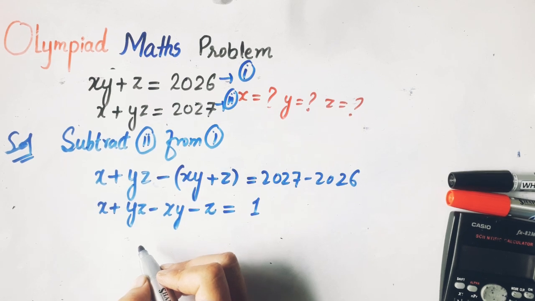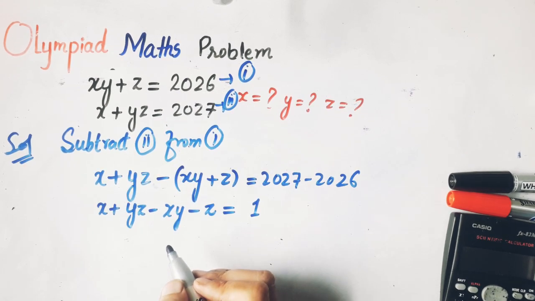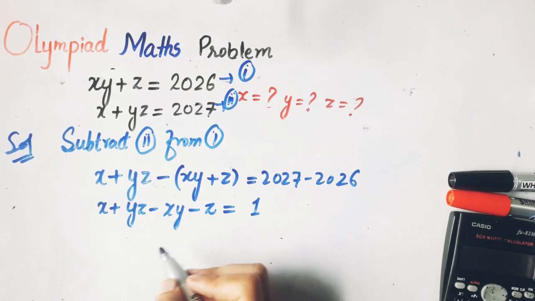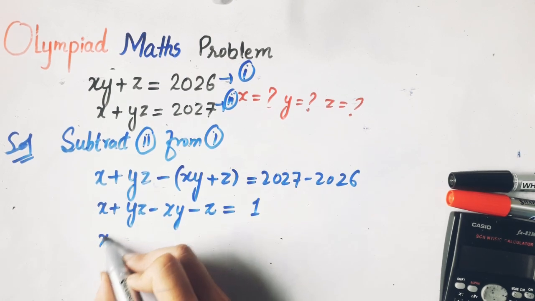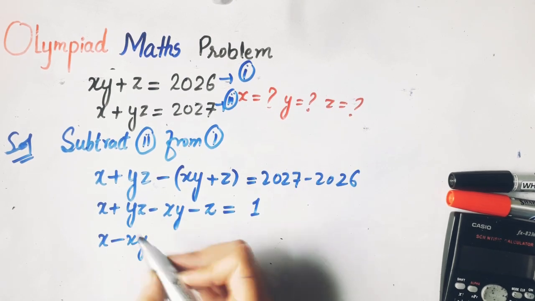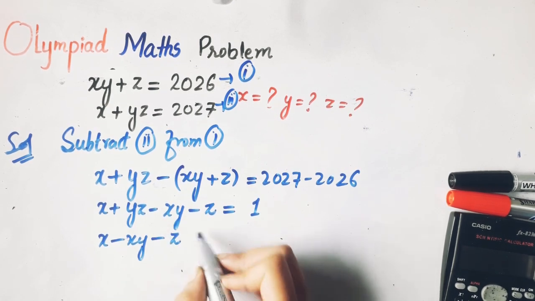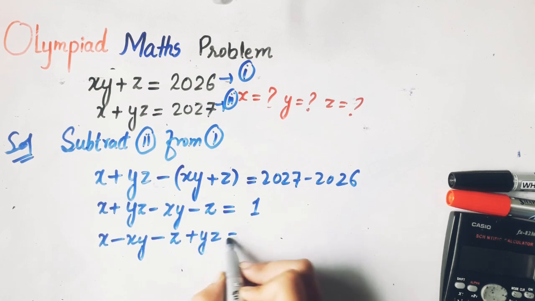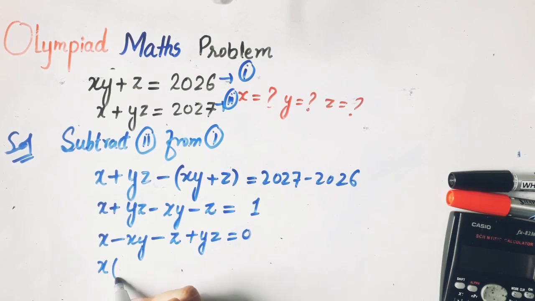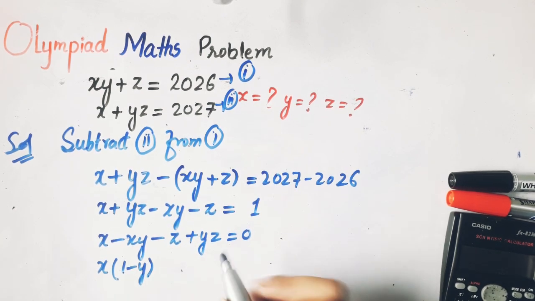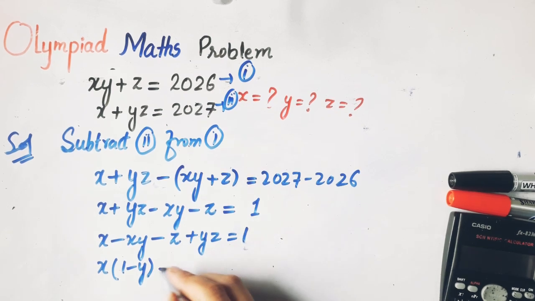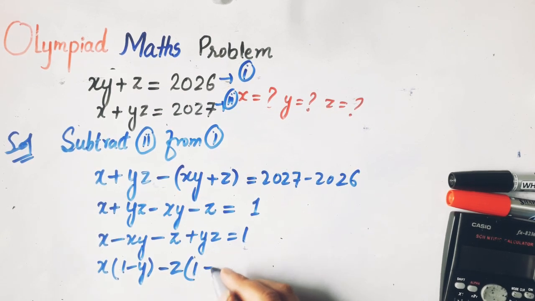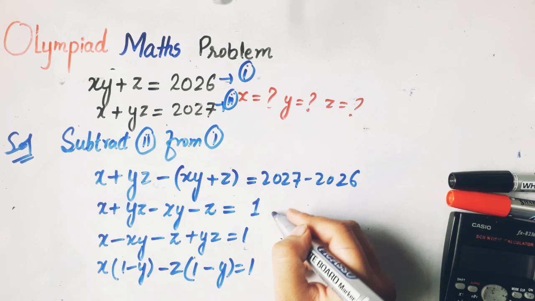Now there is a condition that we have arranged this: x minus xy and minus z plus yz equals 1. Take x as common from this. This is 1 minus y. And take minus z common. This is 1 minus y equals 1.